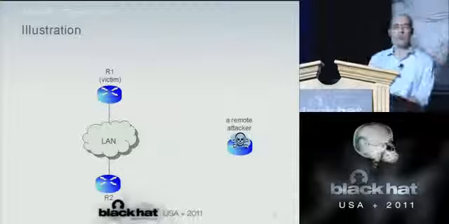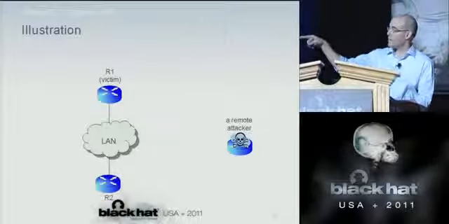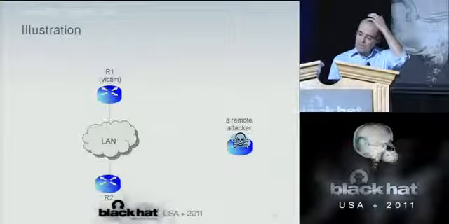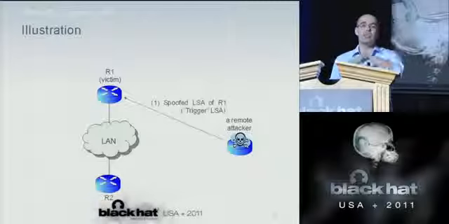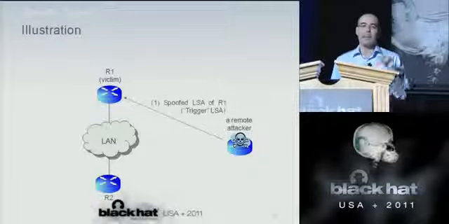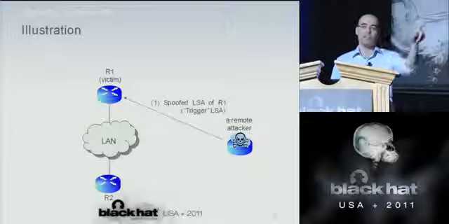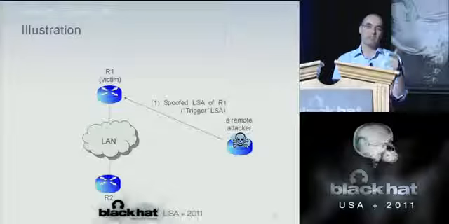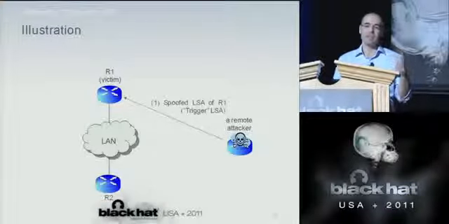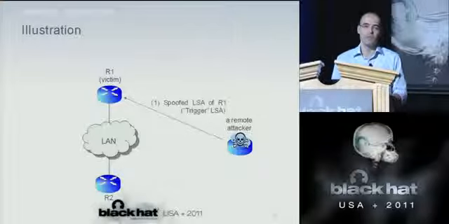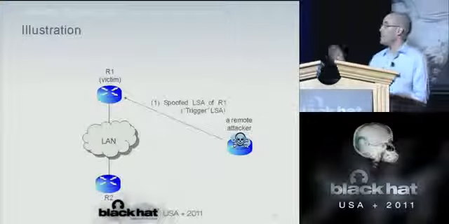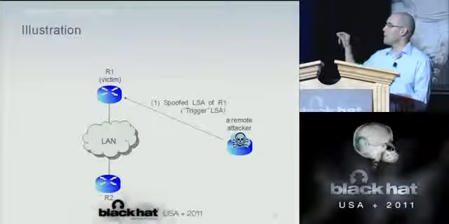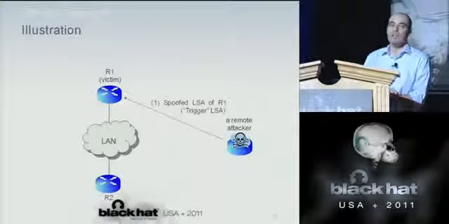So let's say we have two routers, the victim and its neighbor R2. So the remote attacker can send out an LSA. At this point, indeed, the LSA is transmitted unicast in a remote way to the victim router. But as we will see in the next slide, it does not have to be that way. So let's say for this simple example, a spoofed LSA, a false LSA, is sent out directly to R1.